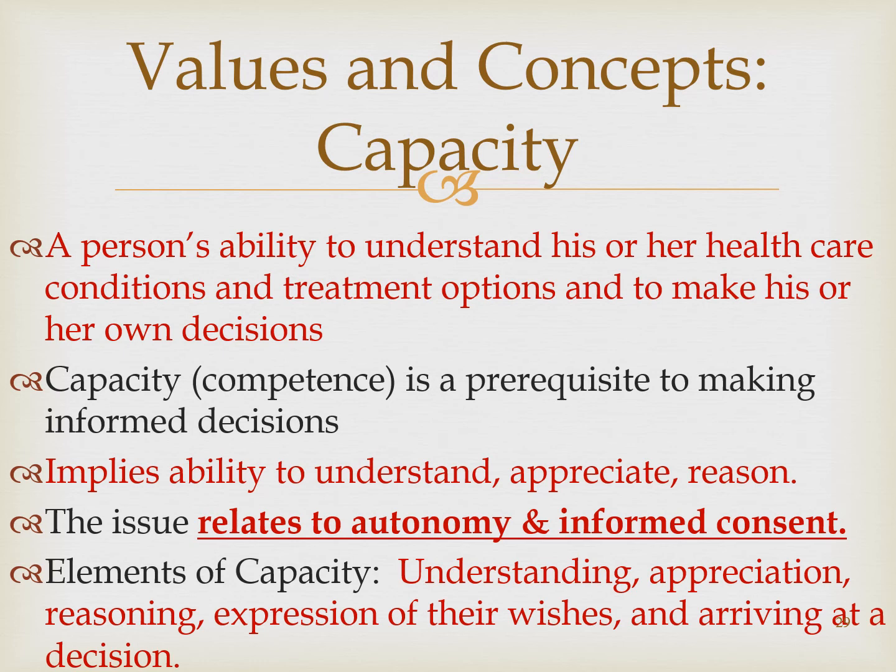If they agree to it, then they can give informed consent, if you've told them the benefits and the risks of doing something or not doing something. So the elements are: understanding, appreciating, reasoning, expression of their wishes, and arriving at some kind of decision.